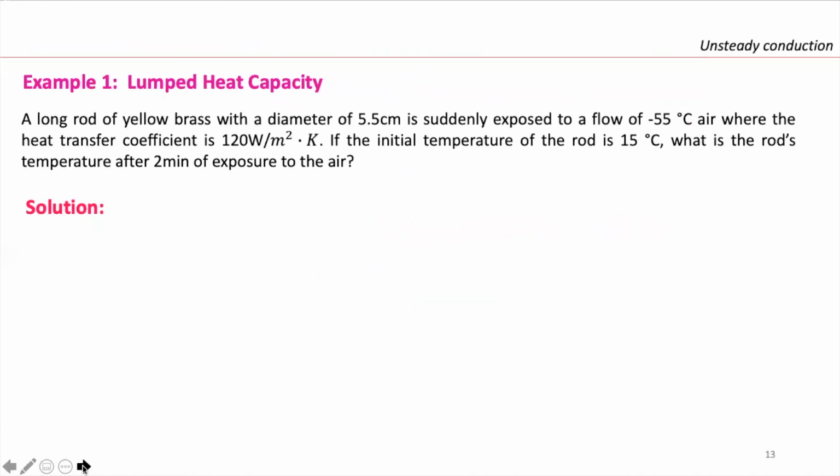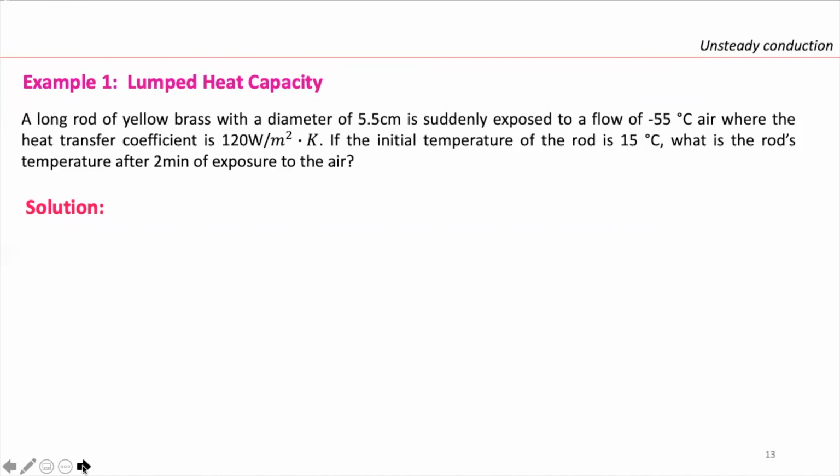Let's look at an example. A long rod of yellow brass with a diameter of 5.5 centimeters is suddenly exposed to a flow of minus 55 Celsius air, where the heat transfer coefficient is 120. If the initial temperature of the rod is 15 Celsius, what is the rod temperature after 2 minutes of exposure to the air? What would be the first step?